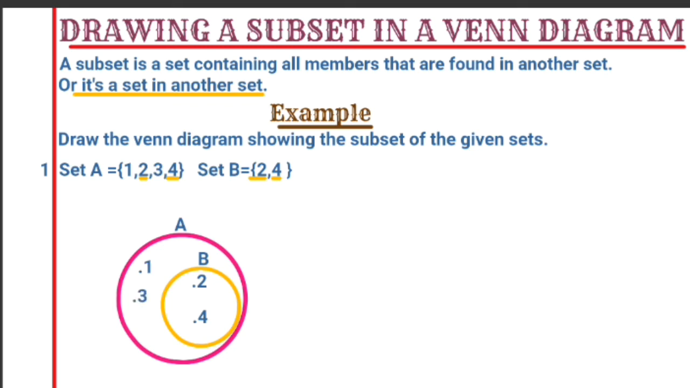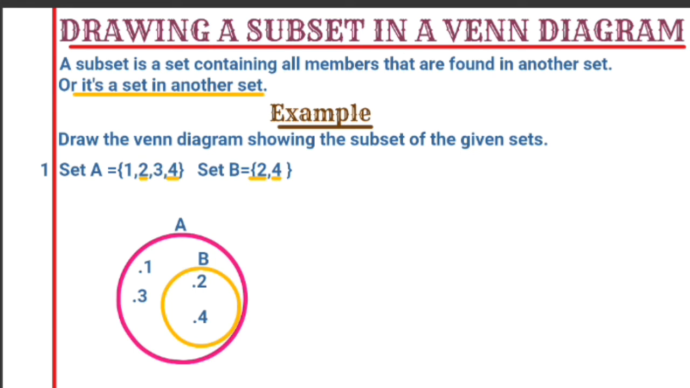Now, here we are saying set A has members 1, 2, 3, 4. Because these two members we wrote, 2 and 4, they also belong to set A. That's why they are inside set A. So this is how we draw the subset in a Venn diagram. Now this one shows that set B is a subset of set A.